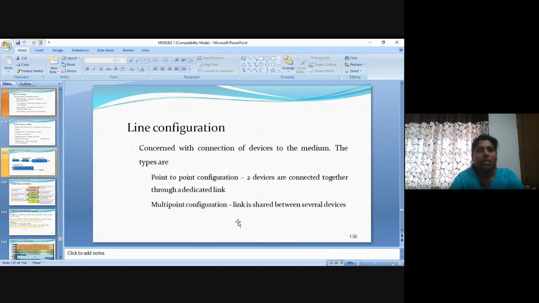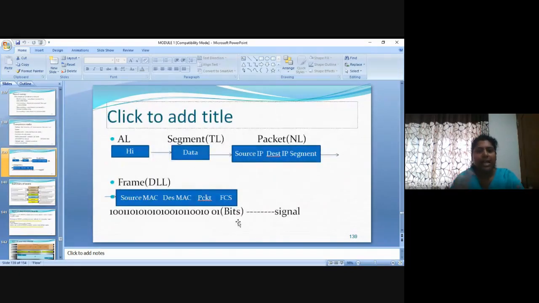Okay, so this diagram is actually what happens when you are sending a message. See, at the application layer, I have just written a message, let it be "hi". The data from the application layer is segmented in the transport layer, and it is placed into a packet by the network layer. Placed into a packet in the sense that you have a source IP as well as a destination IP along with the segment. This is how it takes place.